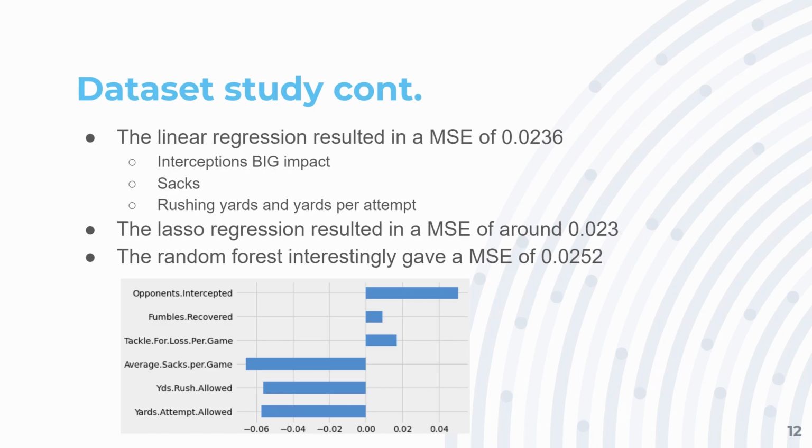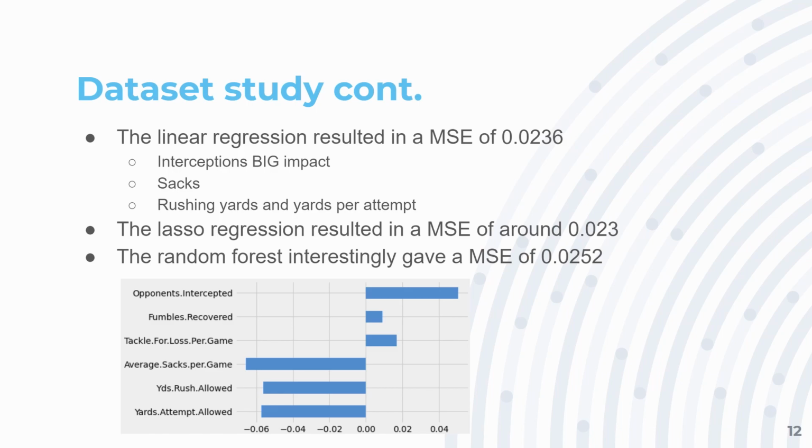Something interesting you'll see as well is that sacks also had a major impact towards the winning percentage, but in a negative sense. I think this is likely a misinterpretation of where the data relating to sacks in the data set wasn't for the defense, but instead sacks on their quarterback on offense. So this makes sense why this is kind of inverted to what we would expect.